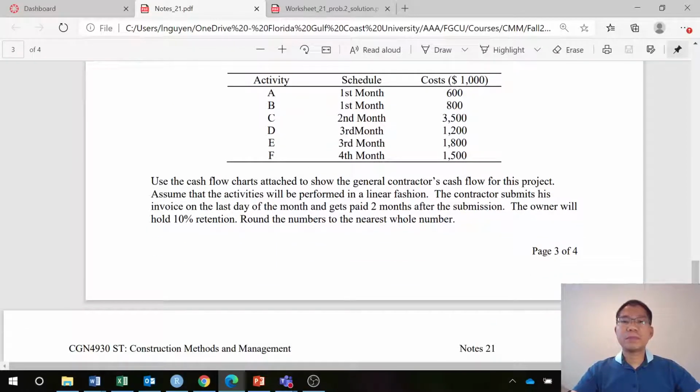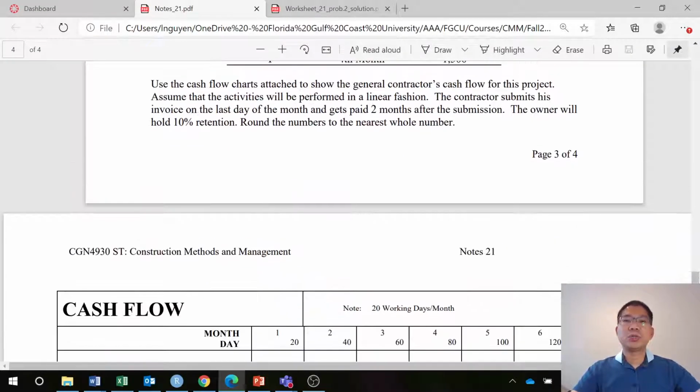Use the cash flow chart attached on the next page to show the general contractor cash flow for this project. Assume that the activities will be performed in a linear fashion. The contractor submits the invoice on the last day of the month, the end of that month, and gets paid 2 months after the submission. The owner will hold 10% retention, rounded to the nearest whole number, which is dollars. In this case, they just hold 10% and pay it in the final payment, with no maximum retention like 5% as we did in problem 1.